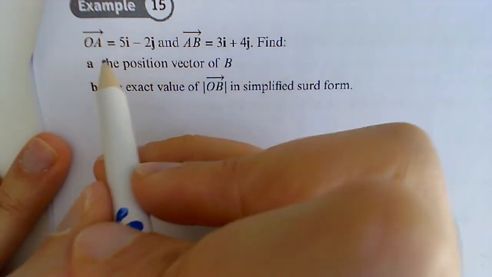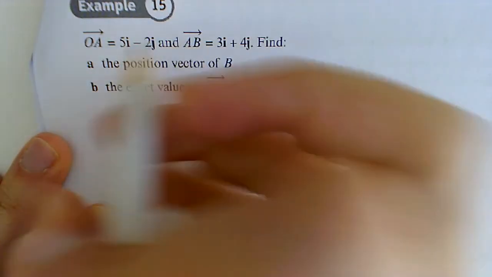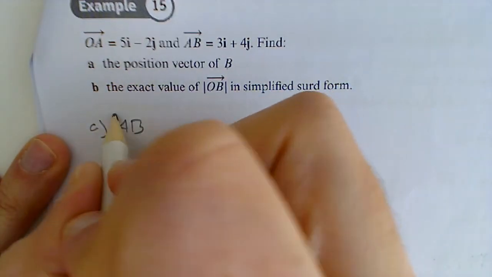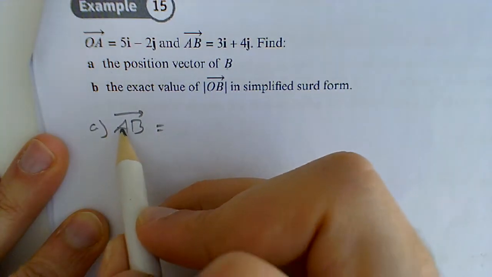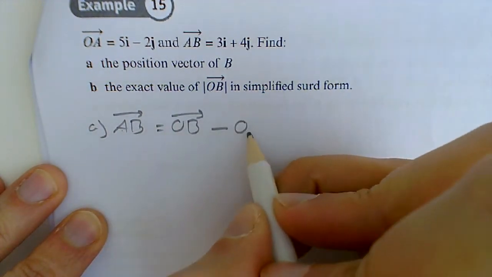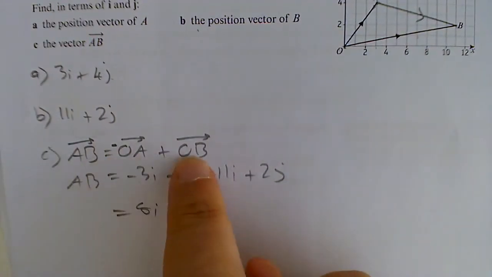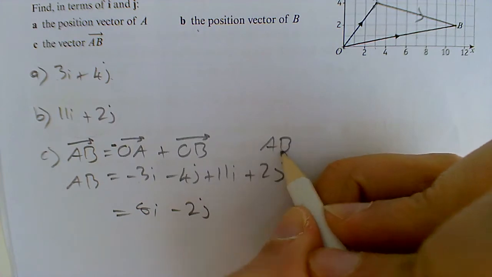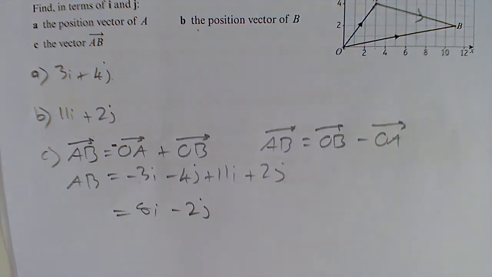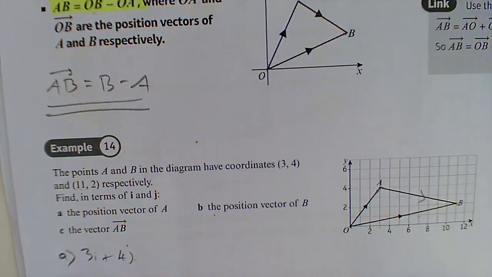Let's have a little look at the next one. Example 15. This time we're given OA and we're given AB, and we're being asked to figure out the position vector of B. What we have to do here is set up an equation again. Remember, to get from A to B, we do the position vector of B minus the position vector of A. So AB equals OB minus OA. It's always B minus A when you get from A to B. You always do it in reverse.